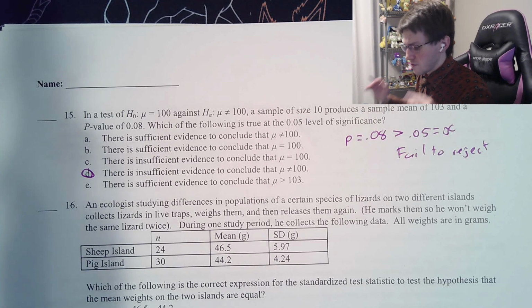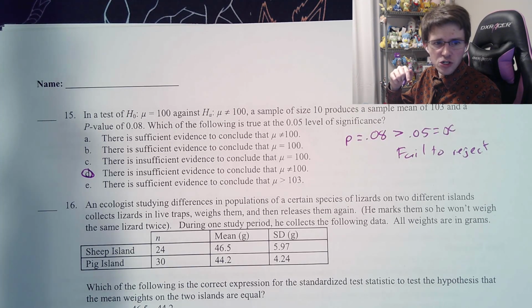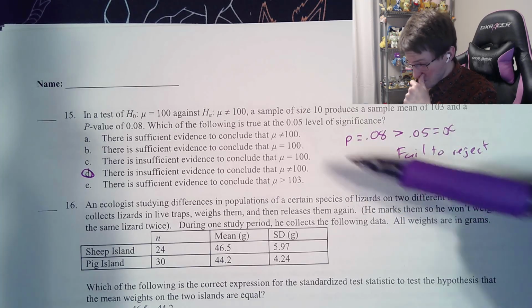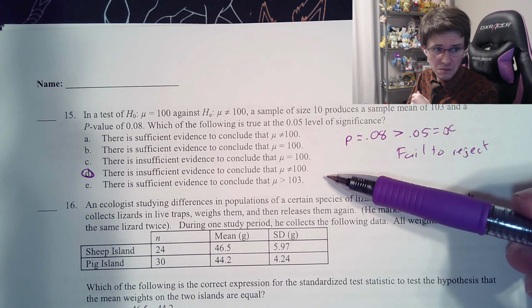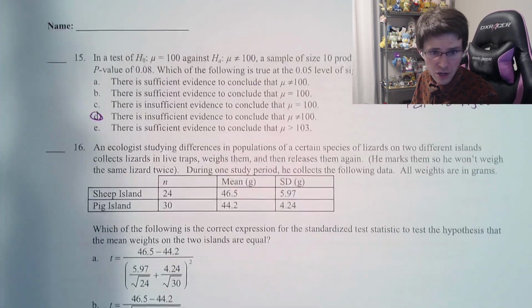By the way, there's never sufficient evidence that the mean is 100, just that there's insufficient evidence that it's not. So letters B and D sound similar, but D is the correct one. B is not the correct answer. Be careful with your reasoning.